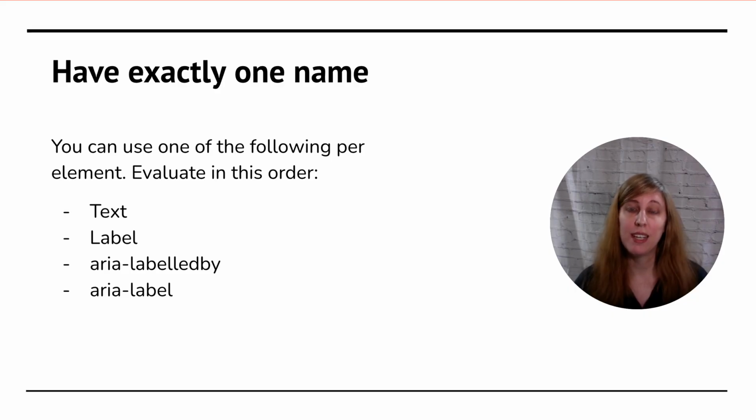The first is if the text is visible right there on the element. Second, if a label element is present that is properly associated. Next, we should look for ARIA labeled by. This would mean that there's already text on the page that we can use as the label. And finally, if we have nothing else to use, we put an ARIA label on the element.